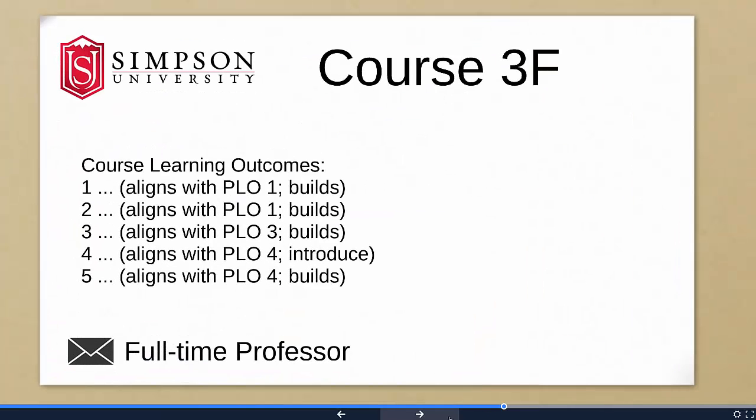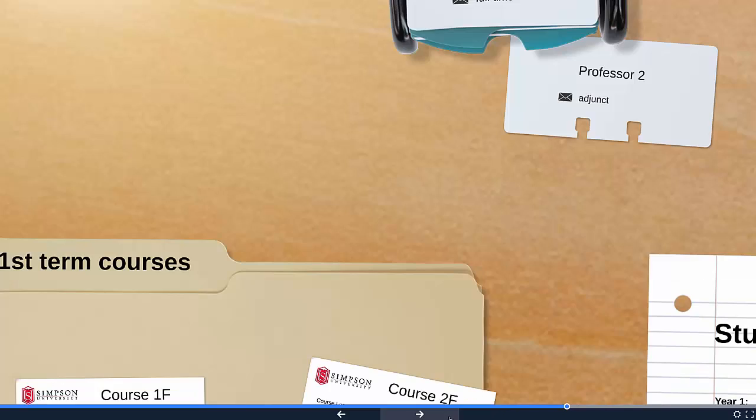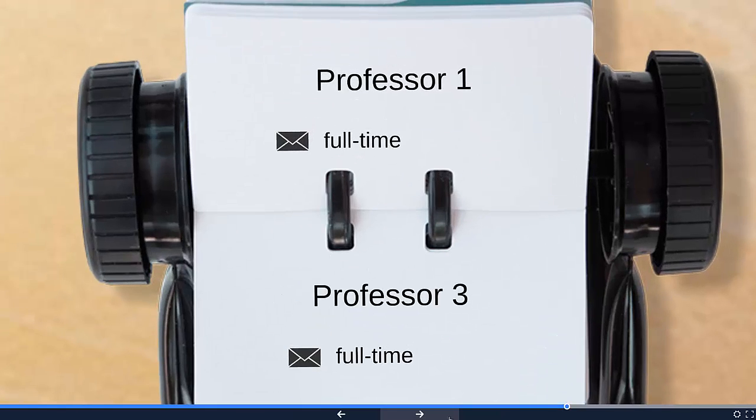In Course 3, there's 5 learning outcomes, 2 that align with PLO 1, 1 that aligns with PLO 3, and 2 that align with PLO 4. This course is also taught by a full-time professor. Students in the traditional undergraduate program have a lot of time and interaction with their full-time professors. Students have the ability to go to professors' office hours and interact with them in those capacities as well.